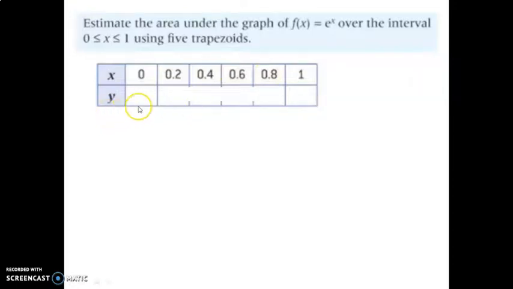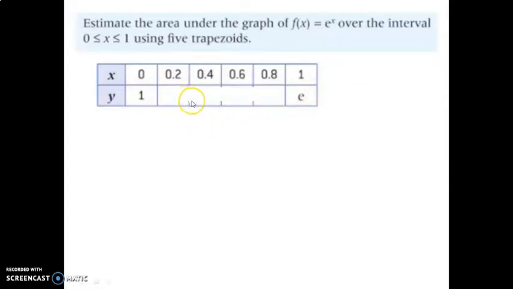Now, how do we find the y values? Now that we know the x values, we can put them into the equation and get our y values. So what happens when you put 0 in here? What is anything to the 0 power? Well, that's 1. Anything to the 0 power is 1. Okay, let's do the ending point. Let's put a 1 in here. What's e to the first power? Well, it's just e, because e to the 1 is just e. E is, by the way, an irrational number, 2.718, etc. You should know that number.